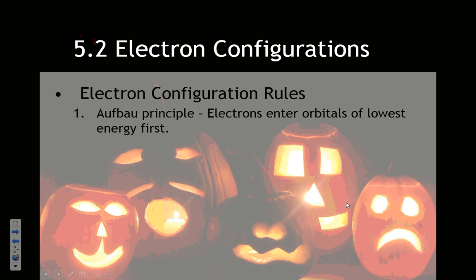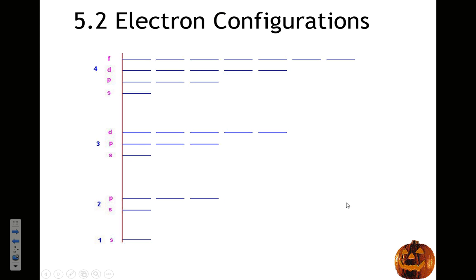Now, there are three fundamental rules we're going to use in writing electron configurations. The first one is the most important. It's called the Aufbau principle. Electrons enter orbitals of lowest energy first. So we fill orbitals from the ground floor up, the lowest energy first. And that's known as the Aufbau principle.